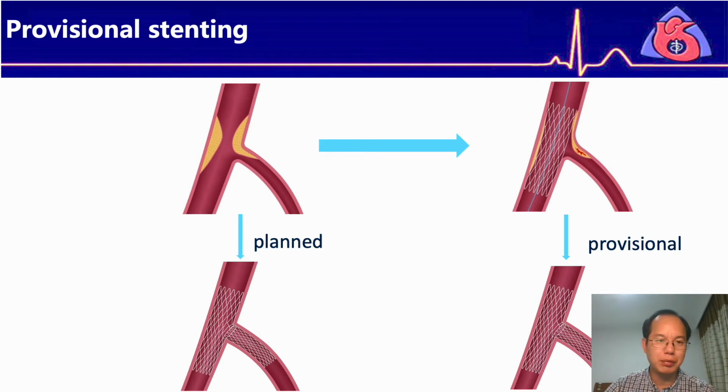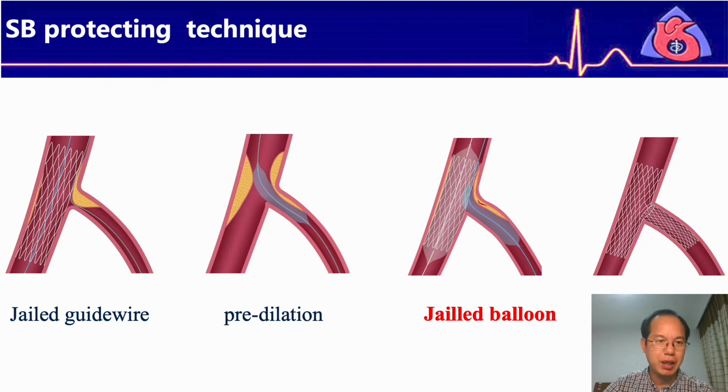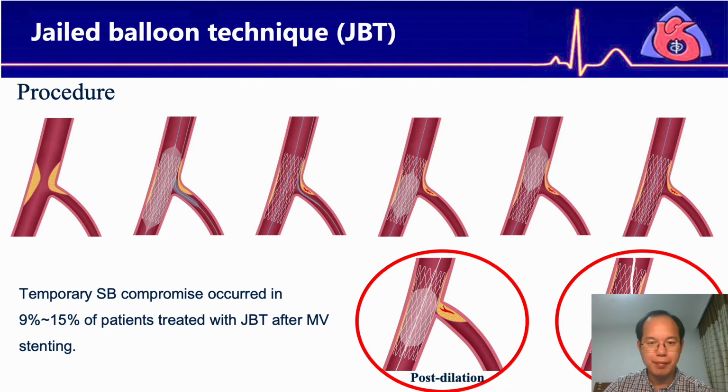As you know, provisional stenting is preferred for bifurcation lesion, and its key technique is side branch protection. There are many protection techniques. The gelled balloon technique is the most accepted nowadays. Here is the illustration of the gelled balloon technique, GBT.